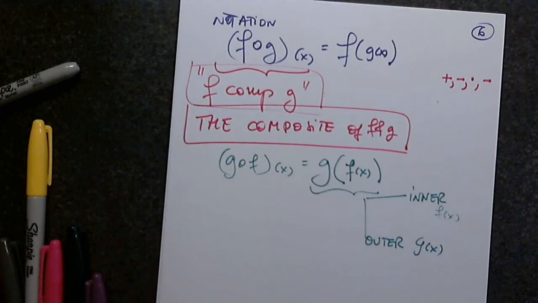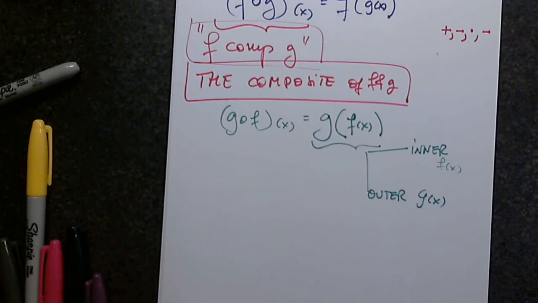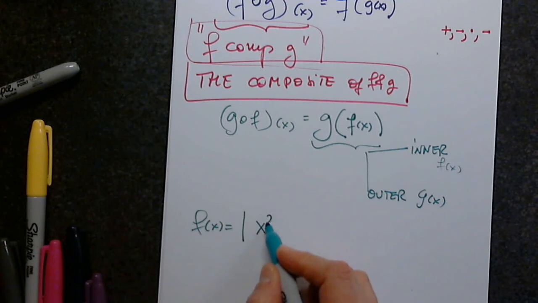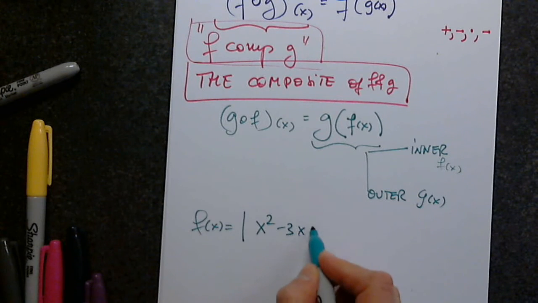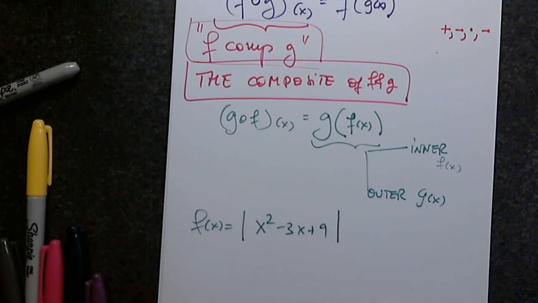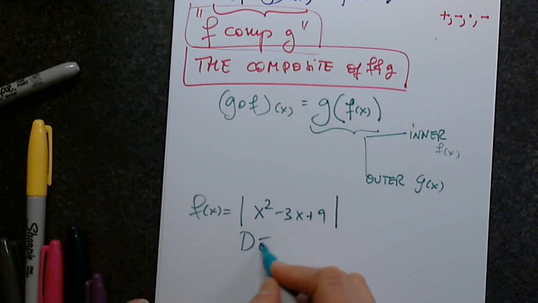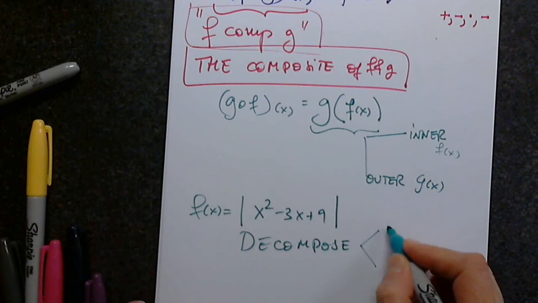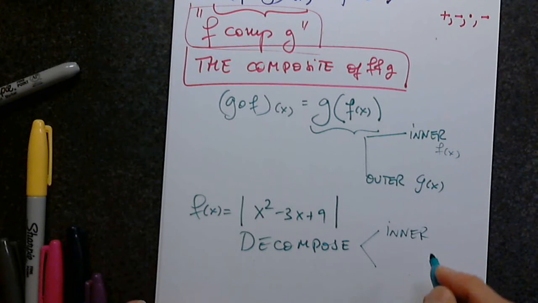So we don't know function composition yet, but I'm going to give you two functions because this is very important. Let's say the absolute value of x squared minus 3x plus 9. I want you to decompose this function into an inner, and there is more than one correct answer here, and an outer. Let's analyze this for a moment before you tell me which one is what.